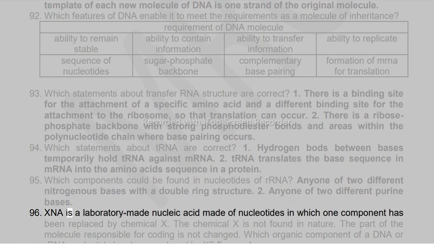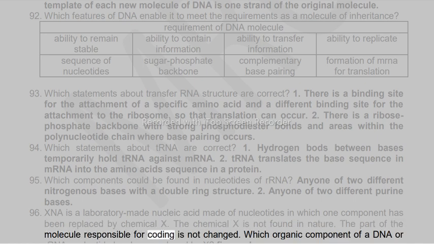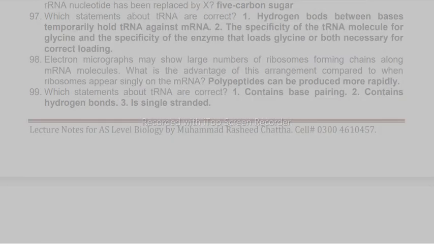96. XNA is a laboratory-made nucleic acid made of nucleotides in which one component has been replaced by chemical X. The chemical X is not found in nature. The part of the molecule responsible for coding is not changed. Which organic component of a DNA or RNA nucleotide has been replaced by X? 5-carbon sugar.